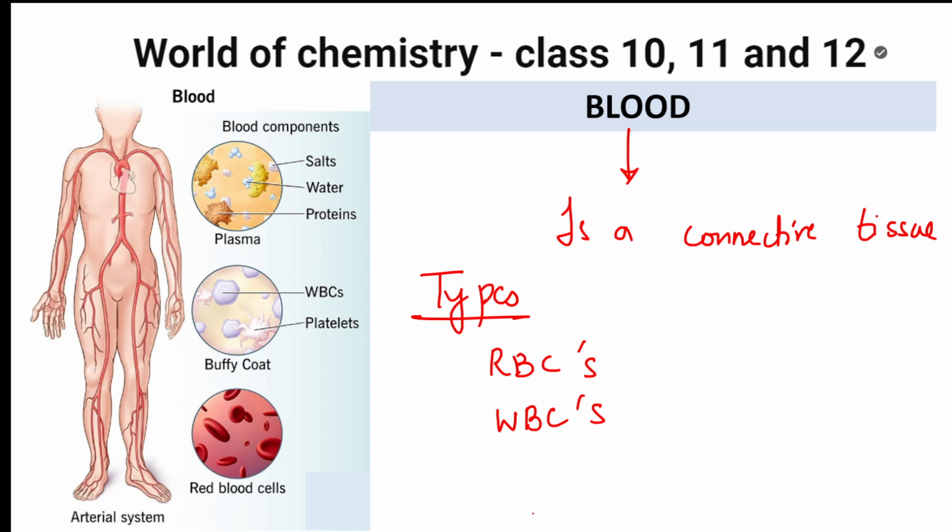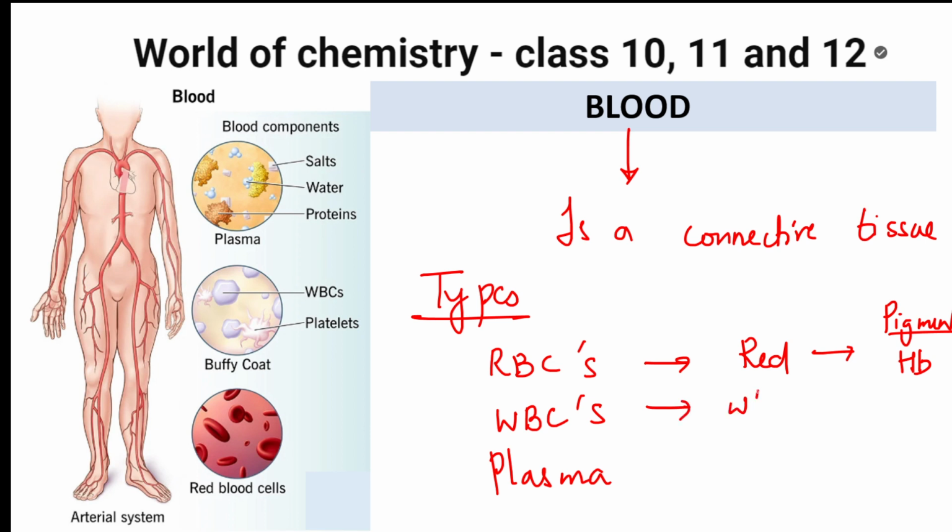Third is your plasma. Now, the color of RBC is red. Why is it red? Because of a pigment, hemoglobin. There's a pigment in RBC that is nothing but heme, iron. So because of this hemoglobin, that's why it is red. WBC is white in color because of the absence of hemoglobin.